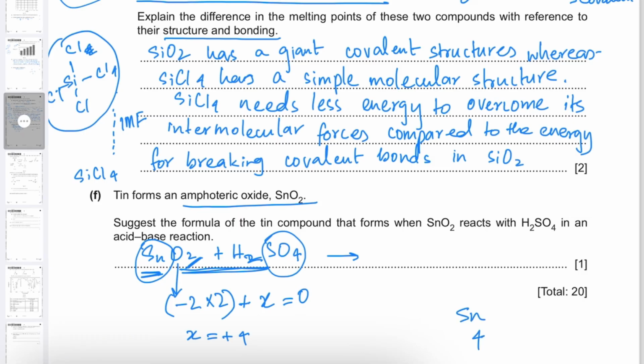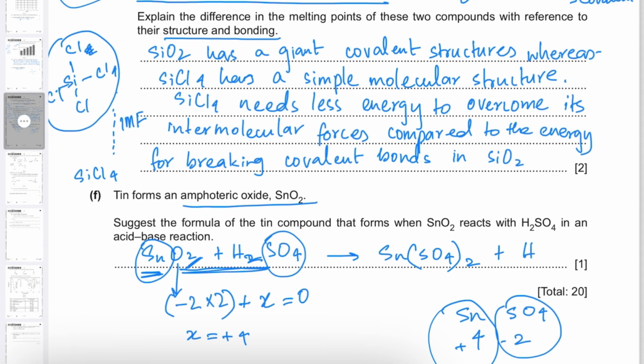So if you have tin with its oxidation state of +4 and sulfate ions with their oxidation state of -2, that means you will need 2 sulfate ions to neutralize the charge of 1 tin ion to form a neutral product. So this is the formula of the salt that will result from this reaction, and additionally you will also have water molecules forming as a result.